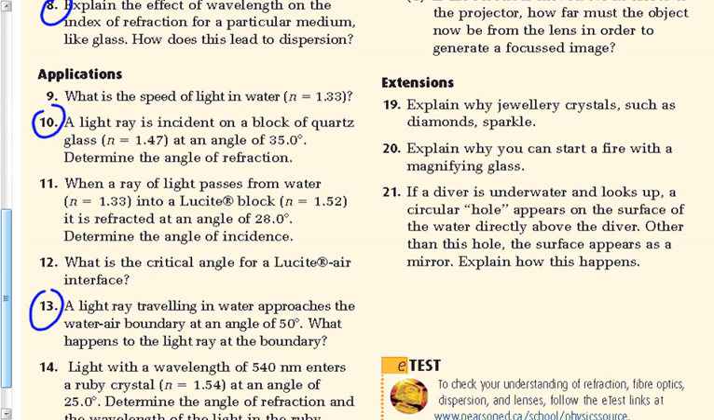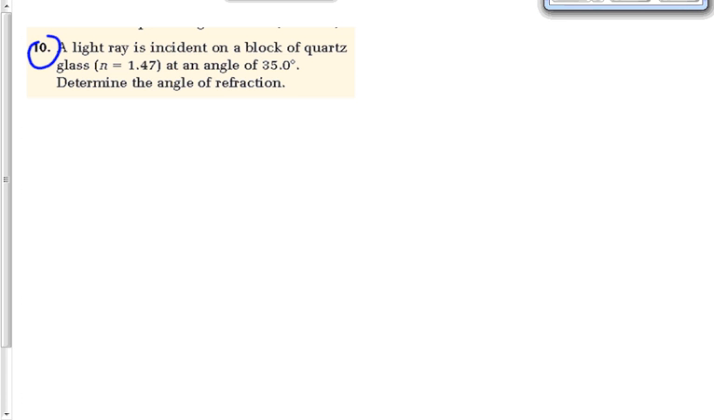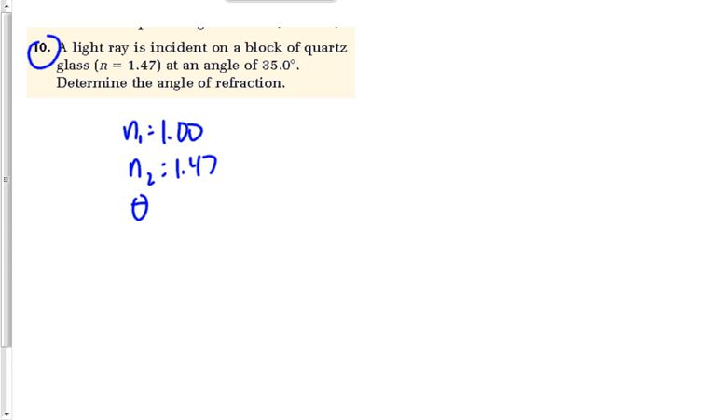10. So it says a light ray is incident on a block of quartz glass, n equal to 1.47, at an angle of 35 degrees. What's the angle of refraction? We have to assume something here that isn't really stated, that probably should be stated. What is that? It's going from air. So we're going to say N1 is equal to 1.00. That's the index of refraction of air. That's on your data sheet. N2 is 1.47. Okay, the angle of incidence is 35.0 degrees.